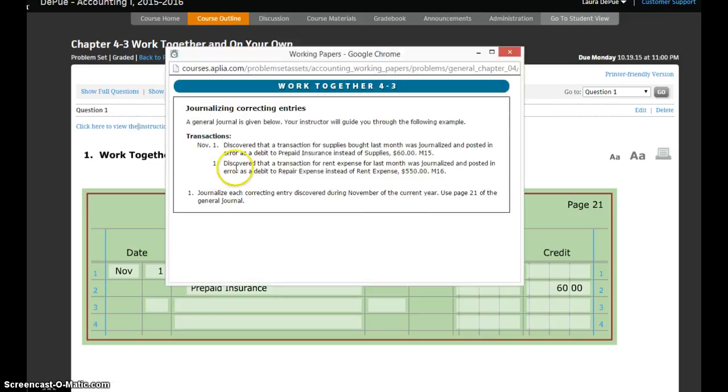Second one, for November 1st, discovered that a transaction for rent expense for last month was journalized and posted in error as a debit to repair expense instead of rent expense for $550, memorandum 16. So this is probably pretty easy to do. We just did it very quickly, and you looked at repair expense when it should have been rent expense. So we have to debit the account that should have been debited and credit the account that was mistakenly debited.